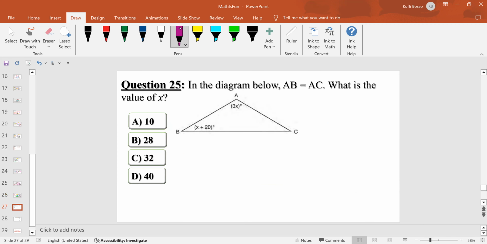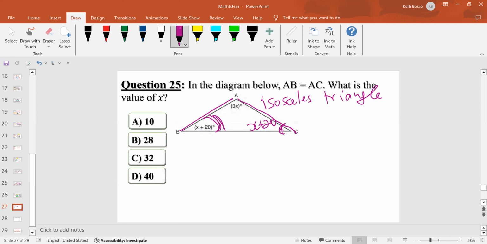The next question. In the diagram below, they say AB is equal to AC. So this is equal to this. So what is the value of x? First of all, when you have a triangle and the two sides are equal, that means it is an isosceles triangle. That's the key information. Therefore, this angle here is the same as this one here. Therefore, I can call this x plus 20 degrees. So they have the same value.